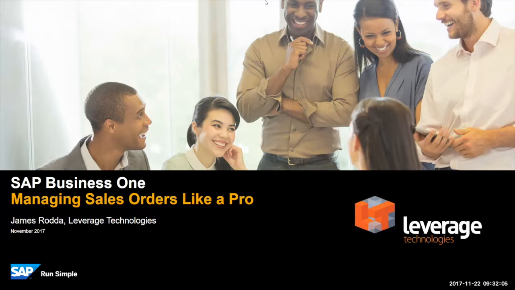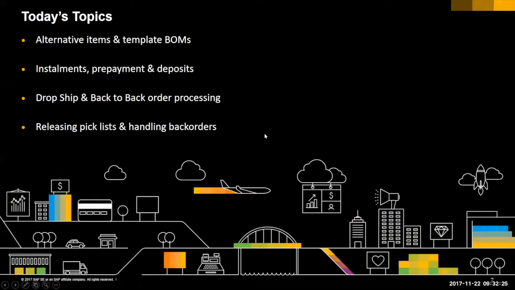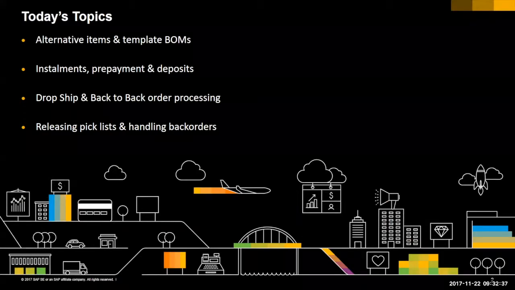This is a continuation of a previous webinar where we took you through some of the features and functions around keying or creating and raising a sales order, and this is a continuation of that webinar. So today's topics, we're looking at a few areas. The first area is just talking about options around alternative items and bill of materials such as template BOMs and how they can be utilized in a sales order.